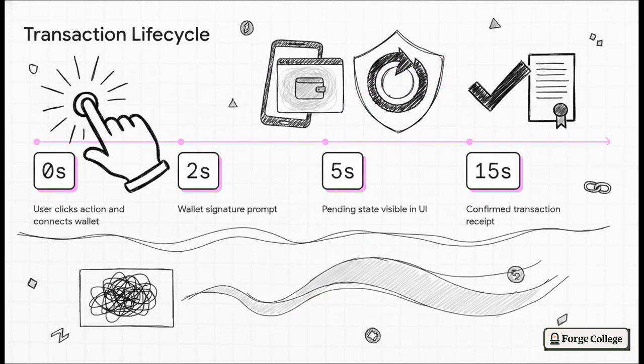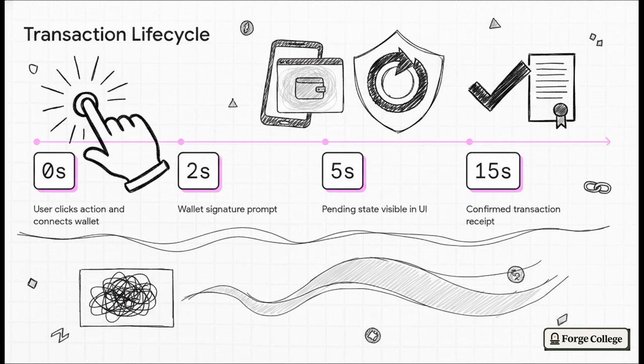But here's something crucial we can't forget. We're building for human beings, and human beings tend to absolutely panic when it comes to money. The transaction lifecycle has to be highly visible over time. Look, at 0 seconds, they click. At 2 seconds, the wallet prompts them. At 5 seconds, they better see a pending spinner. And by 15 seconds, they need a confirmed transaction receipt.